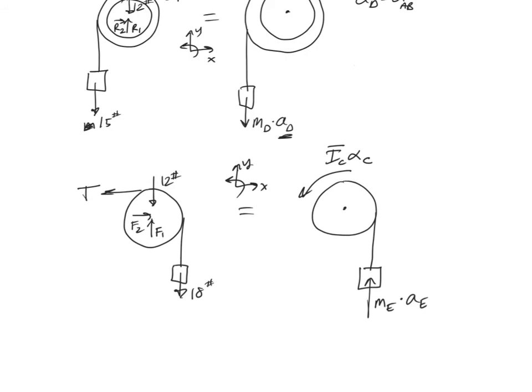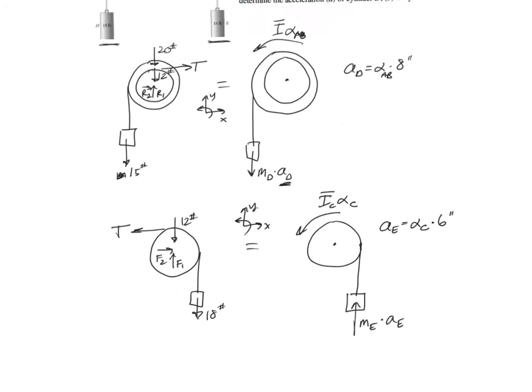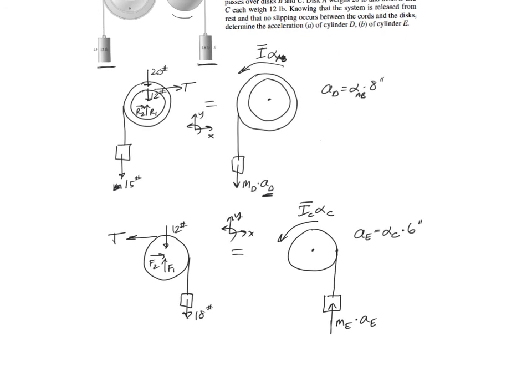And again, we have that same kinematic relationship with the disk at C and the edge acceleration, again in the tangential direction, so the acceleration of E is equal to alpha C times 6 inches. So if we scroll back, we've got the whole picture here. And we've got one more relationship that we're going to need to use here.